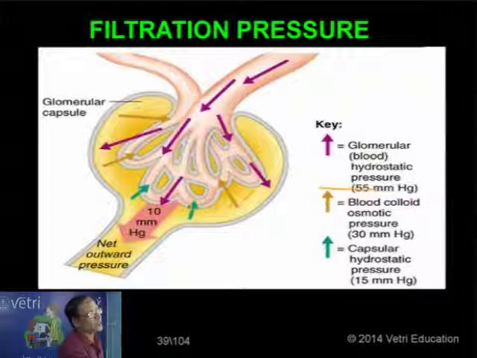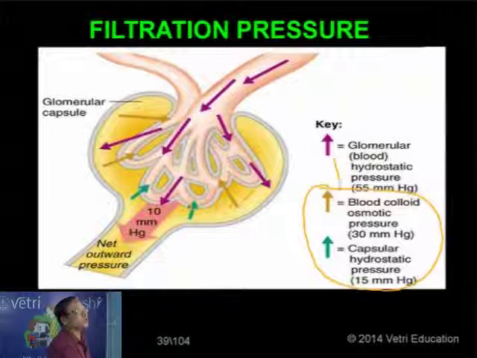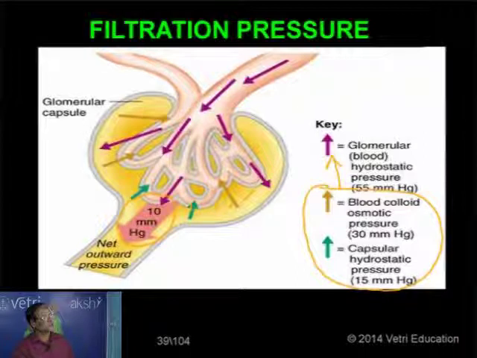And these together are called the opposing pressure, they are opposing this one. So that is why we have the net filtering force, or the net outward pressure, of 10 millimeters of mercury. And that is the one responsible for filtering various materials from the blood into the glomerular capsular cavity.